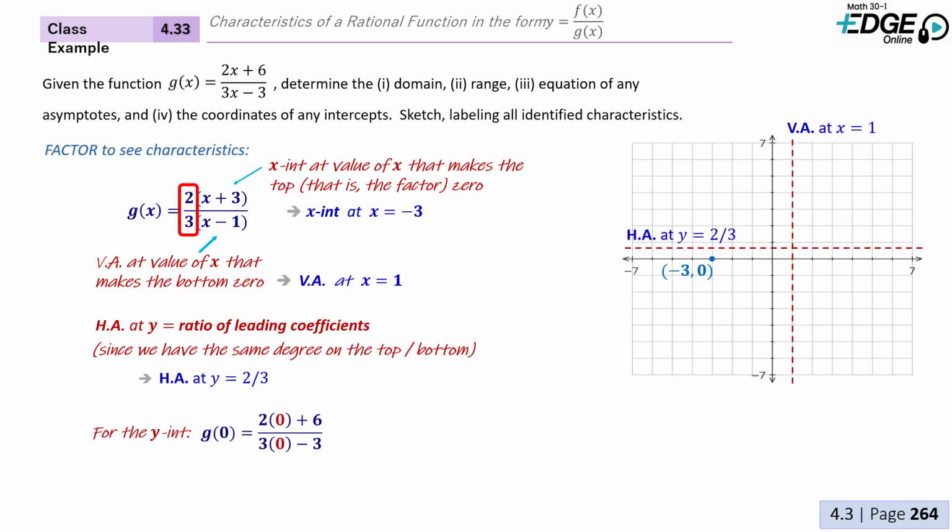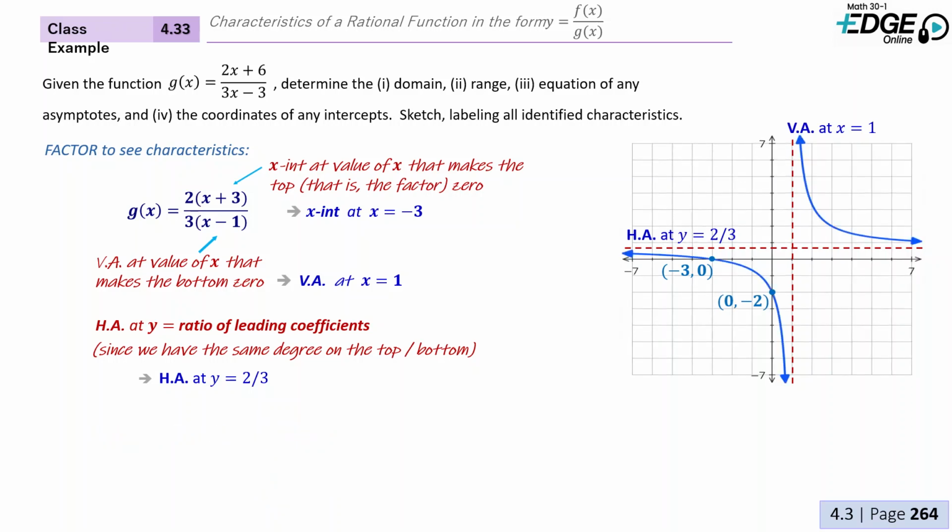For the y-intercept, we are going to set x equal to 0 and then solve for y. So we get y is equal to -2. And then from here, we can sketch it. We know that it's going to pass through these 2 points. So we know that we're going to be in quadrant 3 and in quadrant 1. And then we can sketch our relative shape.